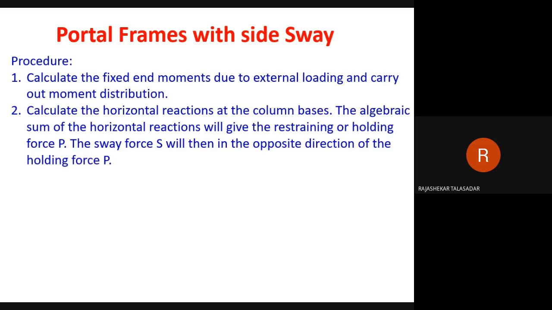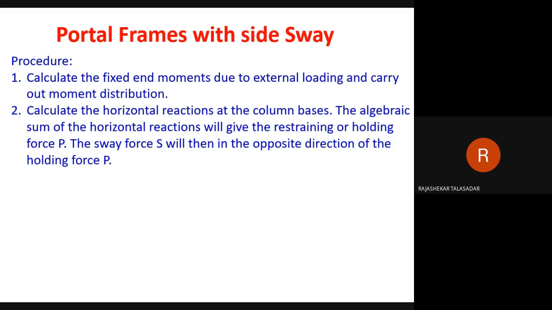Next, to check whether there is a sway or not, calculate the horizontal reactions at the column bases. After getting the end moments due to the loading, you have to calculate the horizontal reactions at the column bases. The algebraic sum of the horizontal reactions will give the restraining force or holding force. I will show with an example afterwards. That means the net force on the frame will not be 0.